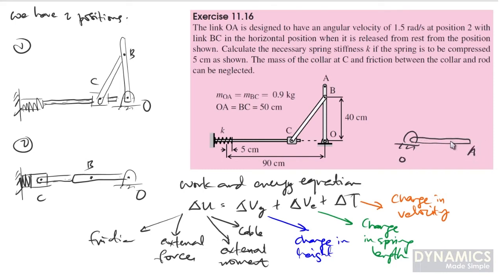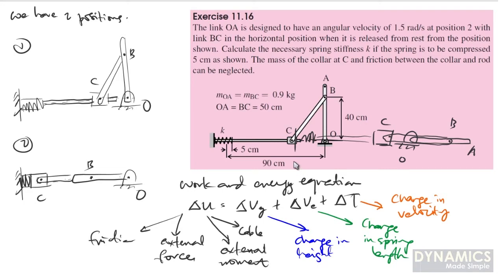So we have OA, and then B is here. This is BC, and the collar is attached to C. Then we have the rod, the spring at some distance away. We cannot have this condition. Why? Because at this instant, the collar is not compressing the spring. We want the collar to be compressing the spring at position 2, because we want the spring to be compressed at position 2. So this will be the condition at position 2.